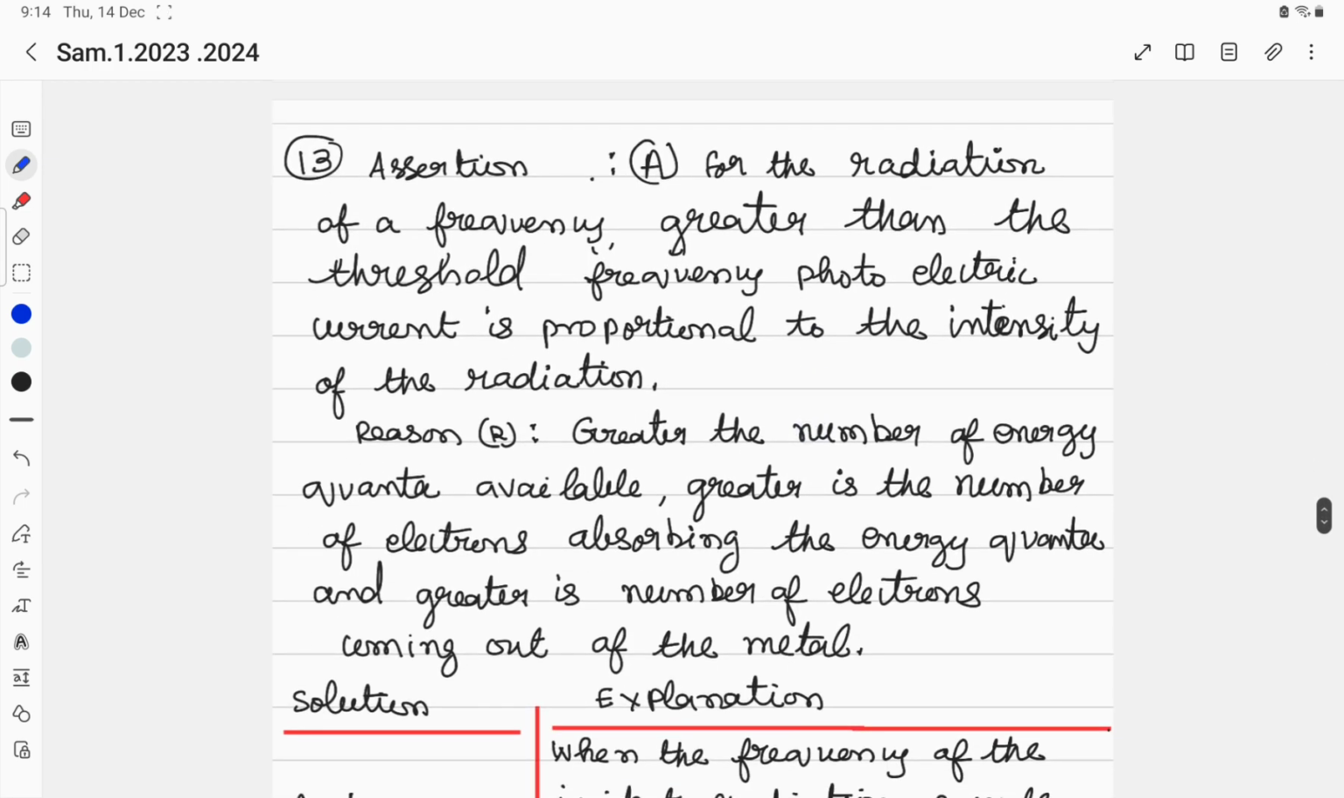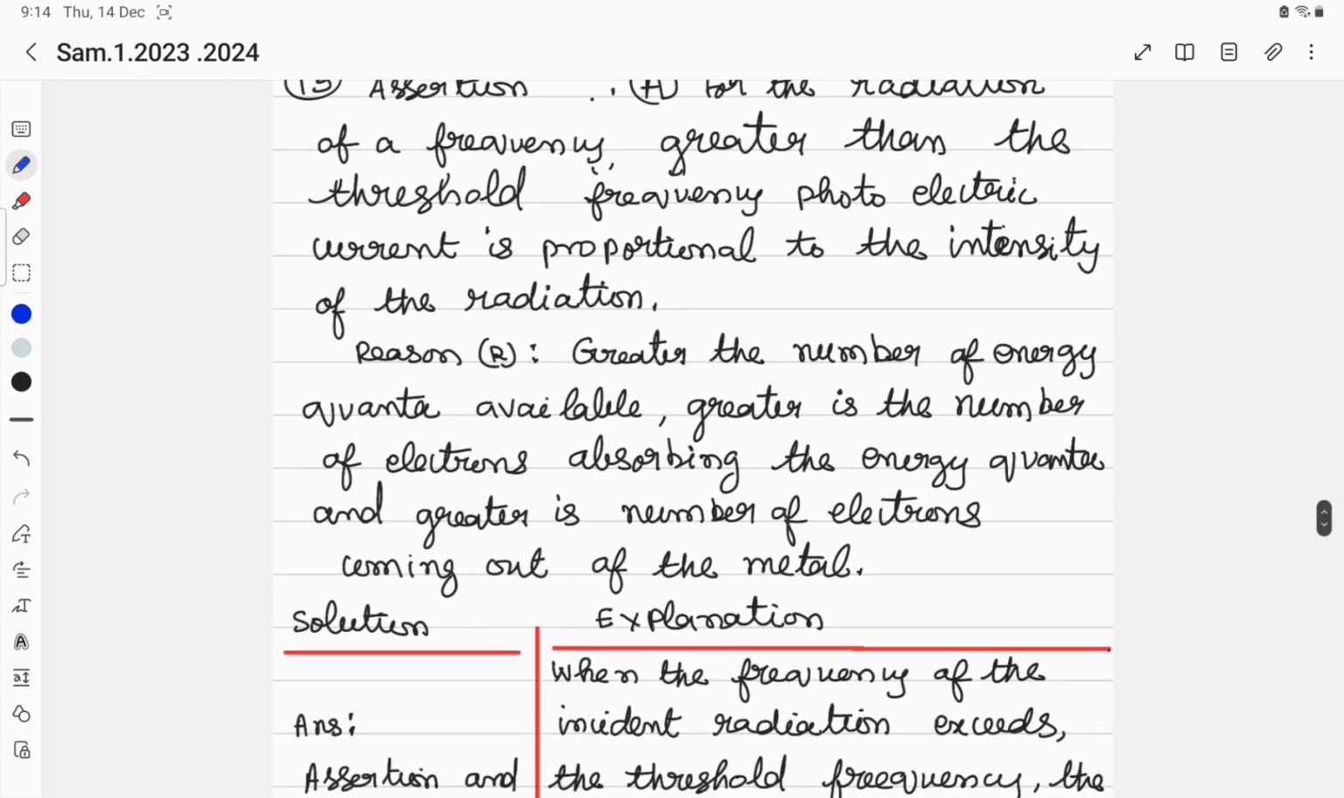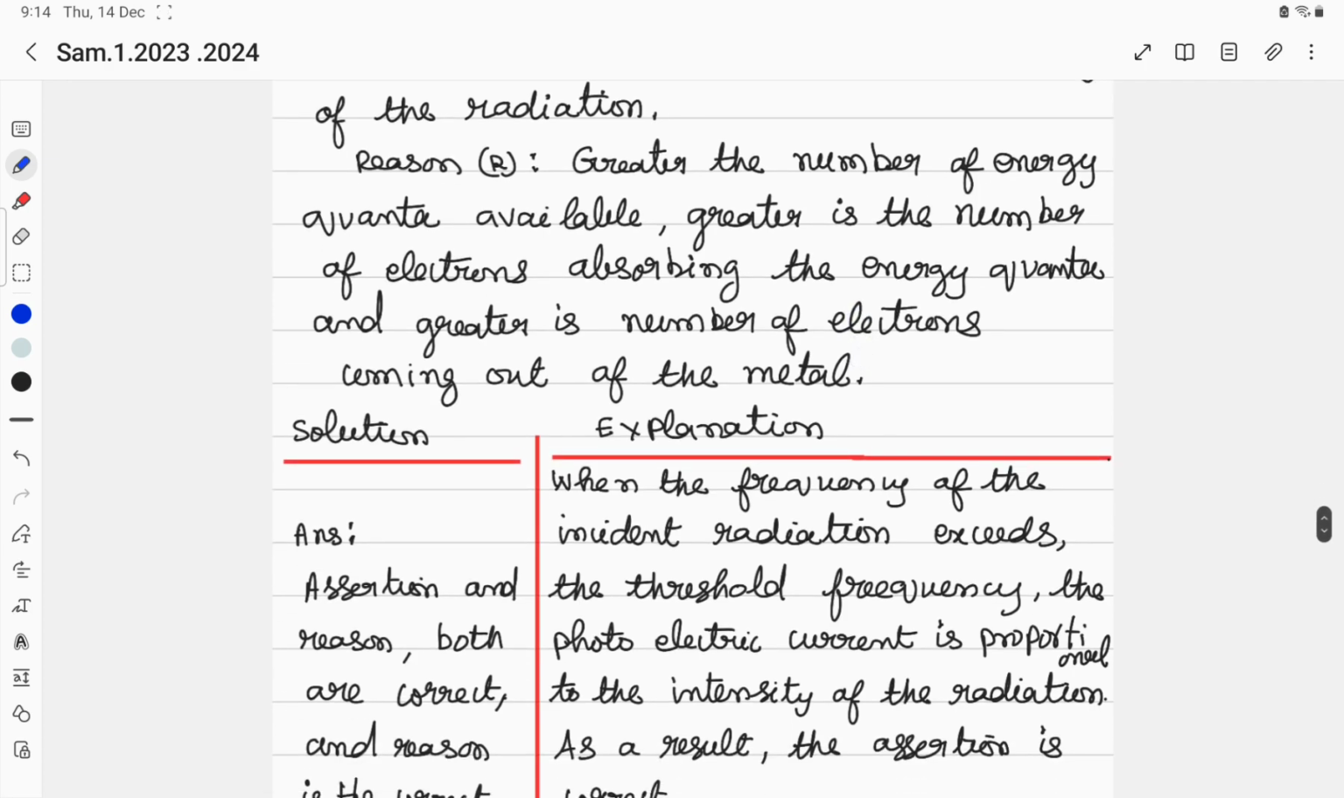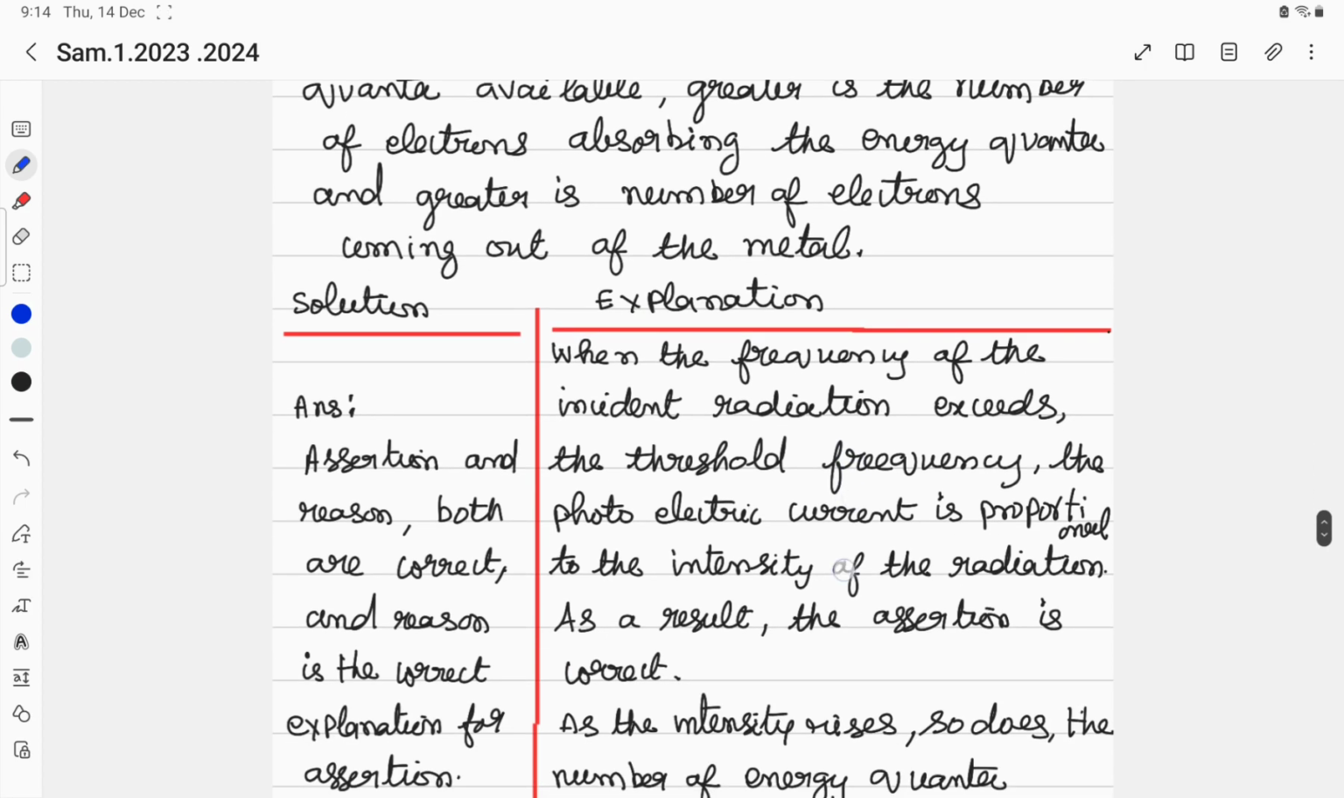Question number 13. Assertion and reason model. Assertion A. For the radiation of a frequency greater than the threshold frequency, photoelectric current is proportional to the intensity of the radiation. Reason: greater the number of energy quanta available, greater is the number of electrons absorbing the energy quanta and greater is the number of electrons coming out of the metal.